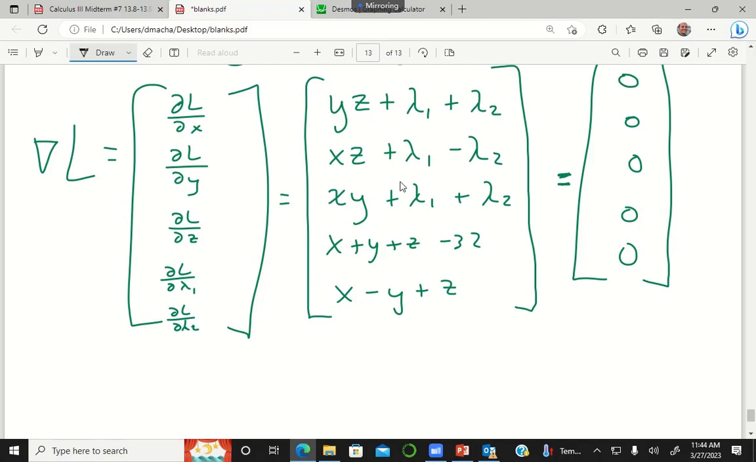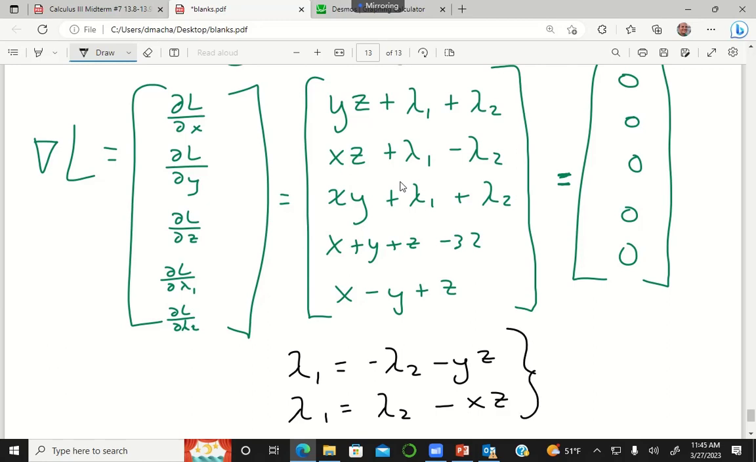I think I'm going to solve the first 2 equations for lambda 1. The first equation would become lambda 1 is equal to negative lambda 2 minus yz. The second equation would be lambda 1 equals positive lambda 2 minus xz. And then if I set lambda 1 equals lambda 1, then I would have negative lambda 2 minus yz equals positive lambda 2 minus xz.